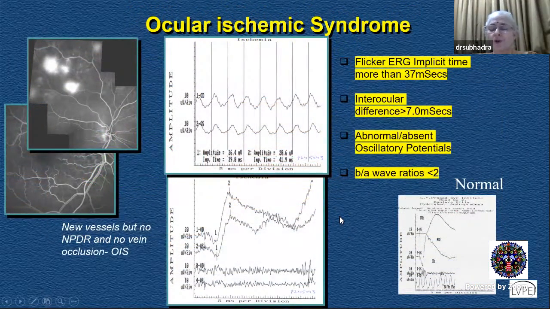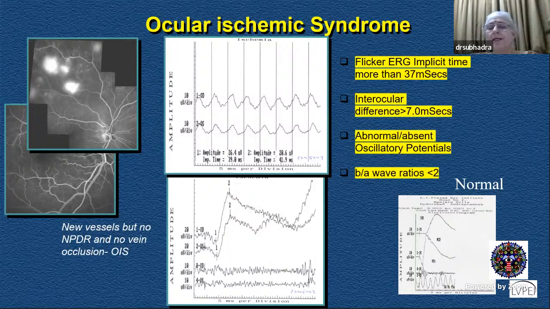So in ocular-ischemic syndrome, there is no other test which is as good as electrophysiology. As I said, you will immediately know that there is ocular ischemia because of the bad oscillatory potentials and the delayed flicker. So here we have a diabetic patient who is having new vessels in the retina, but you see there is no NPDR and there is no retinal vein occlusion.